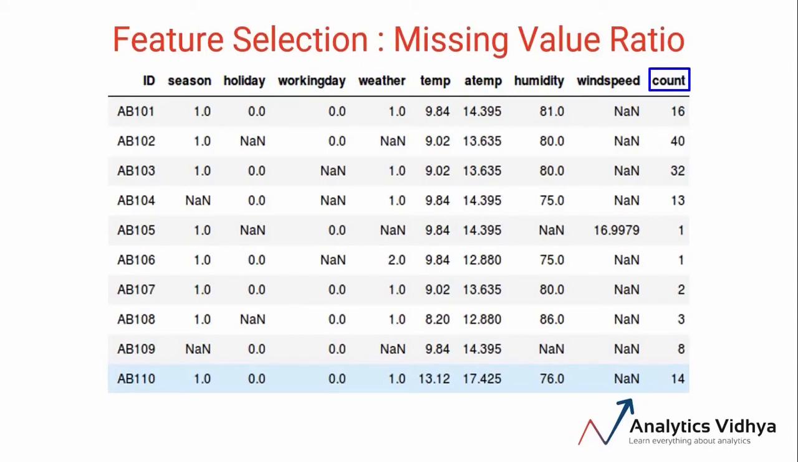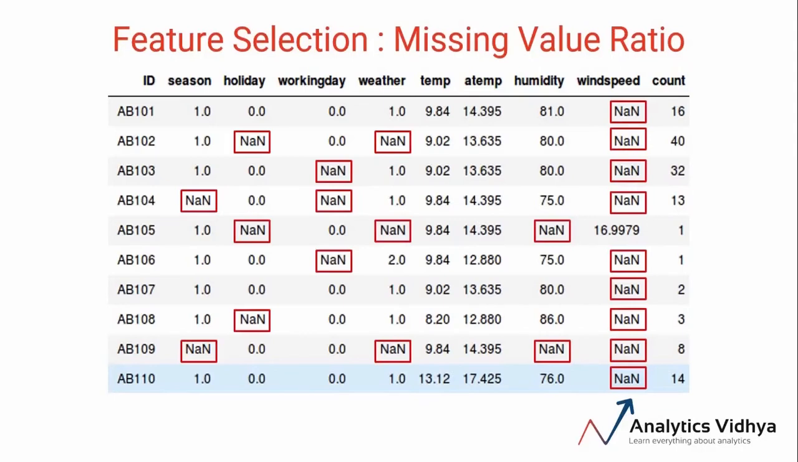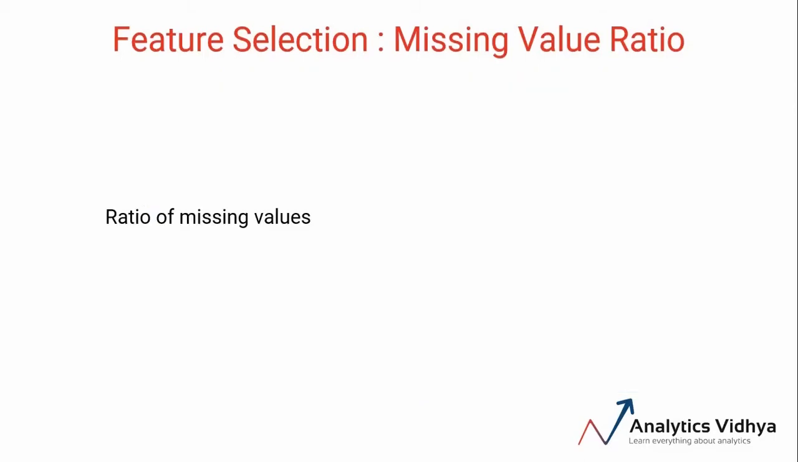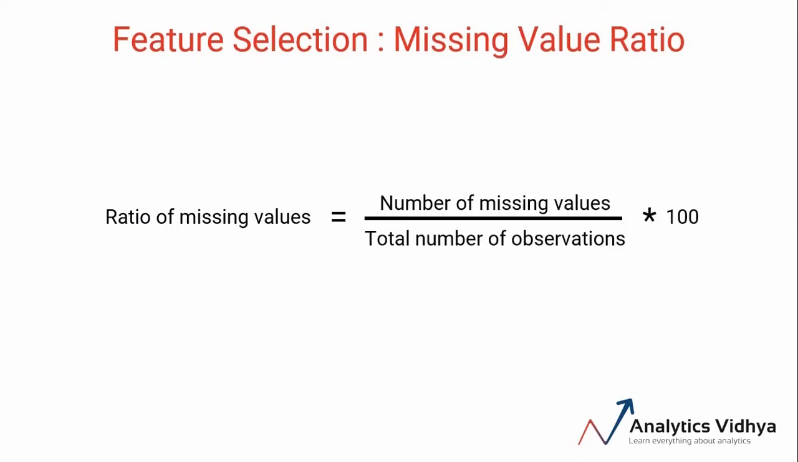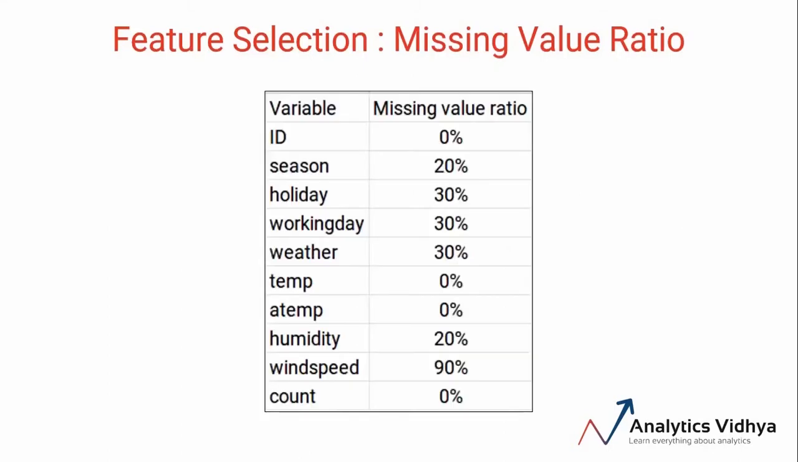We first explore the data and we find that there are a lot of missing values in our data set. So, we then decide to calculate the missing values in each of these variables. We can calculate the ratio of missing values using a simple formula, which is the number of missing values in each column divided by the total number of observations. And to calculate the percentage, we'll of course multiply this figure by 100. We can calculate this ratio for all the variables in our data.